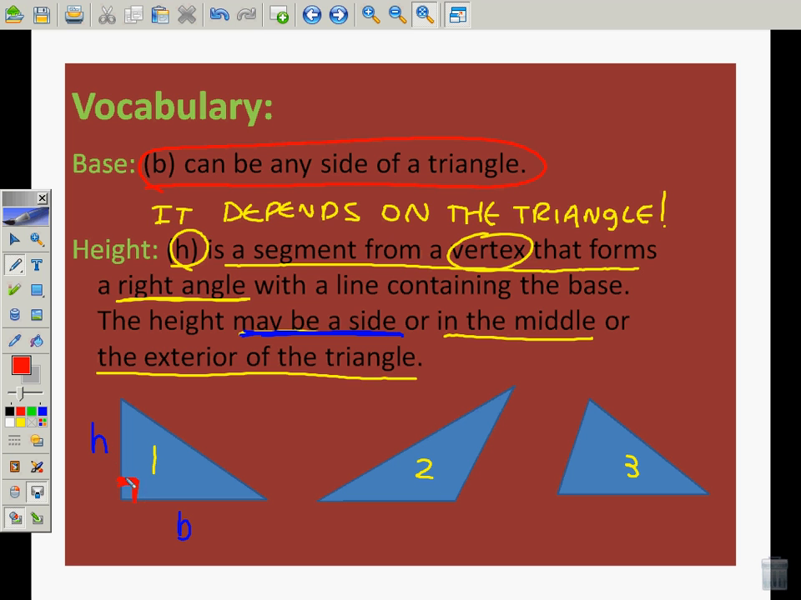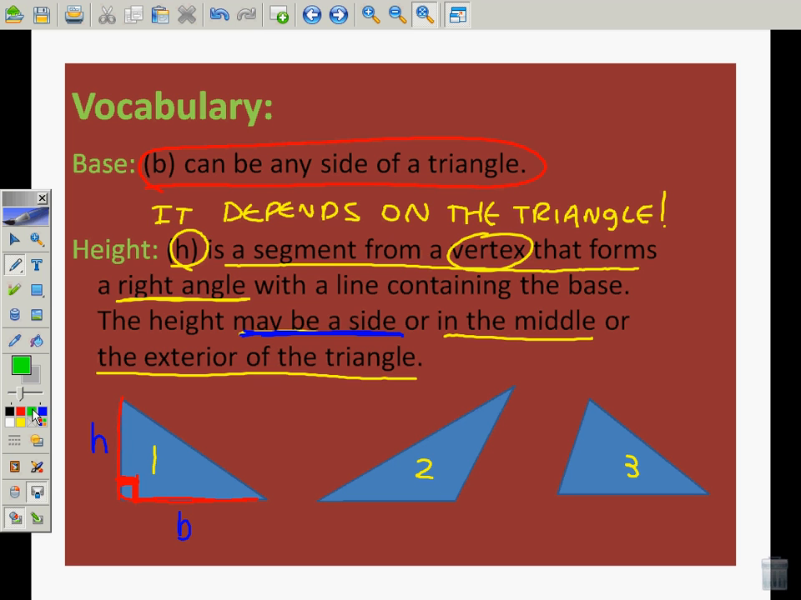I want you to see this. I've got a 90-degree angle here. So the base here and the height form a 90-degree angle. See how that happens? Now, in number 2, I'm going to use a different color. I don't have a 90-degree angle. This is not a 90-degree triangle. This is an obtuse triangle.